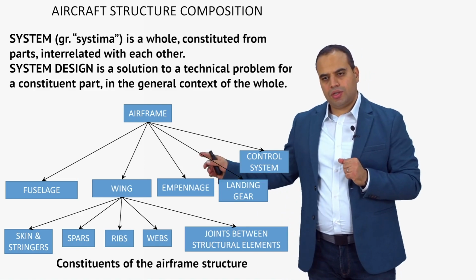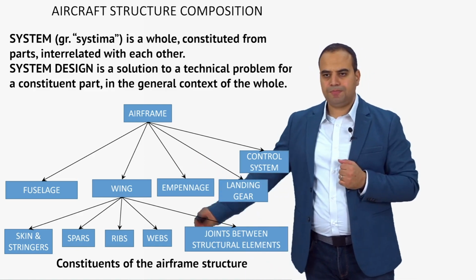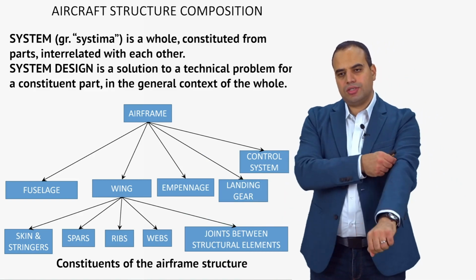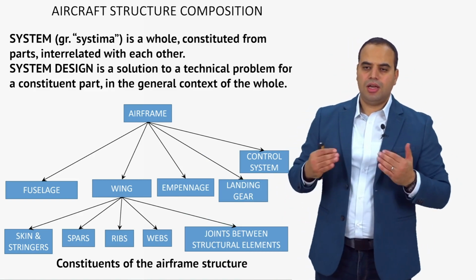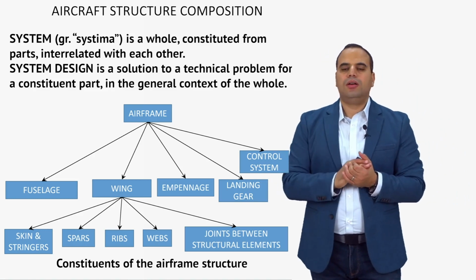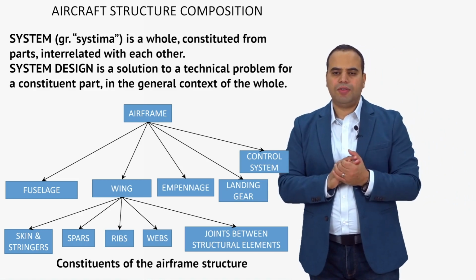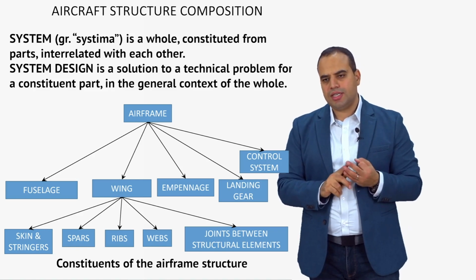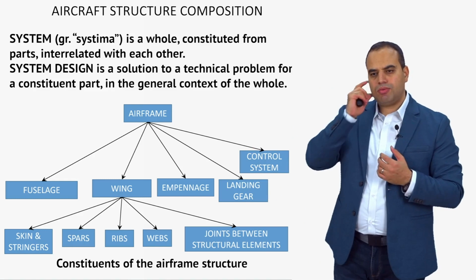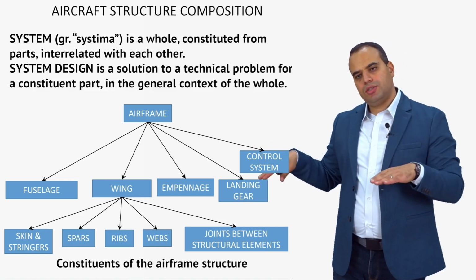And then each unit, for example the wing, which is just an example shown here. In fact, each of these units can be divided into thousands of subunits, subsystems, and parts. So the wing, for example, can be divided to include the skin and stringers, the spars, the ribs, the webs, some fasteners, joining elements between the structural elements. So all of these are subunits of the wing, right?